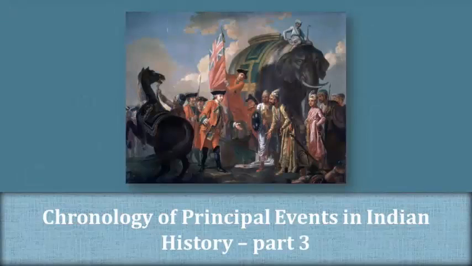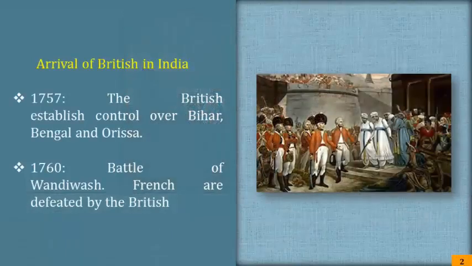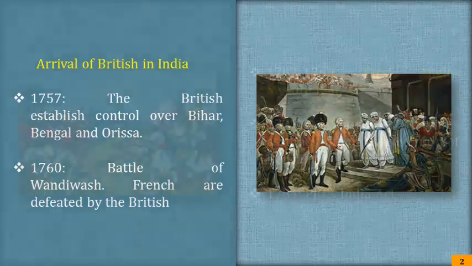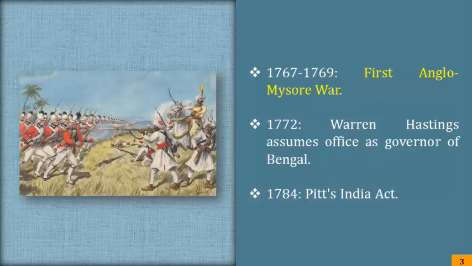Chronology of Principal Events in Indian History. Part 3. Arrival of British in India. 1757. The British established control over Bihar, Bengal and Orissa. 1760. Battle of Wandiwash. French are defeated by the British. 1767 to 1769. First Anglo-Mysore War.